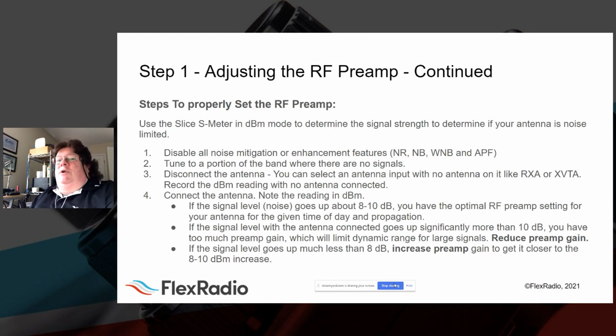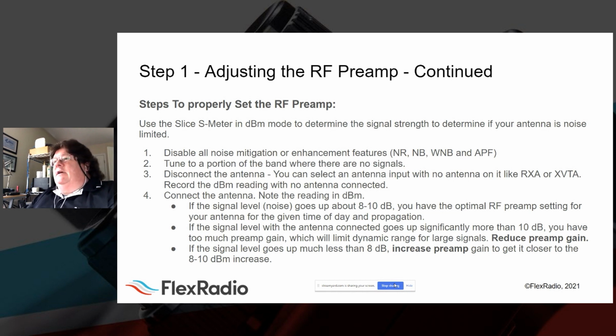So the first thing you want to do is disable all the noise mitigation. Turn off the noise blanker, the wideband noise blanker, the noise reduction, APF. Turn all of that off. You don't want that affecting RF preamp behavior here. Tune to a portion of band where there are no signals so that you're only hearing the noise floor. Disconnect the antenna.